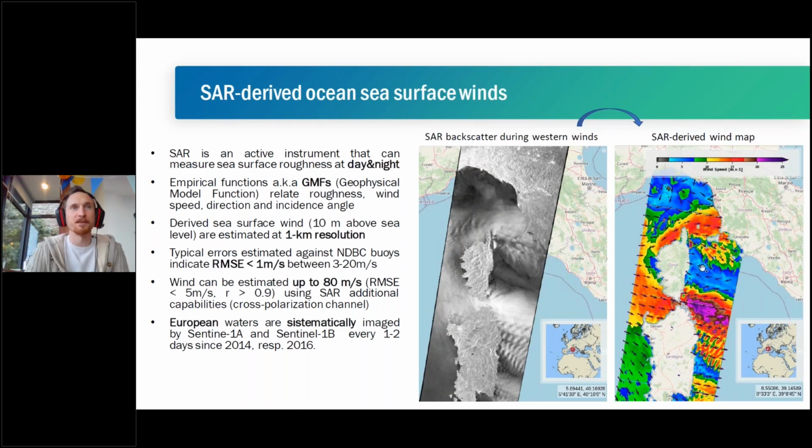Such maps can be derived at a unique resolution of 1 kilometer, and typical errors that we get thanks to comparison with NDBC buoys indicate a root mean square error of about 1 meter per second, for typical winds ranging between 3 and 20 meters per second. But as Jean-François also already said, we have abilities to estimate winds also on the very extreme winds, up to 80 meters per second, and then we have some very good correlation score of 0.9, thanks to some additional capabilities of the SAR.